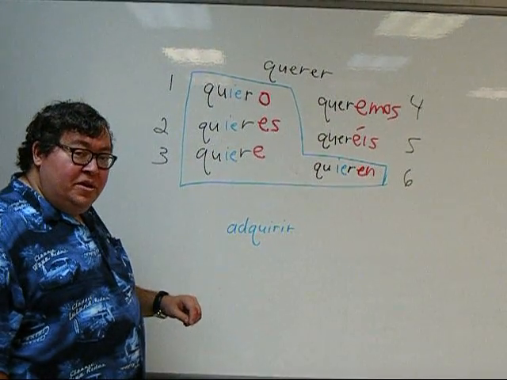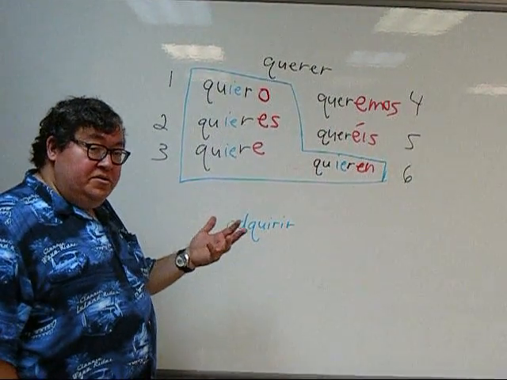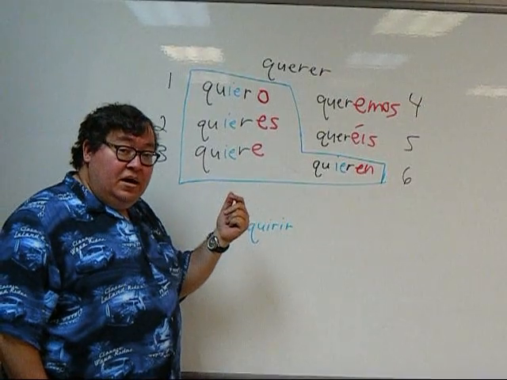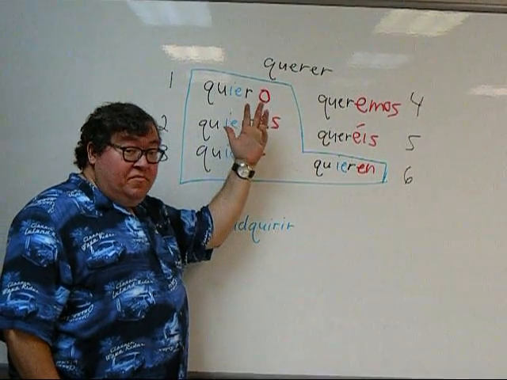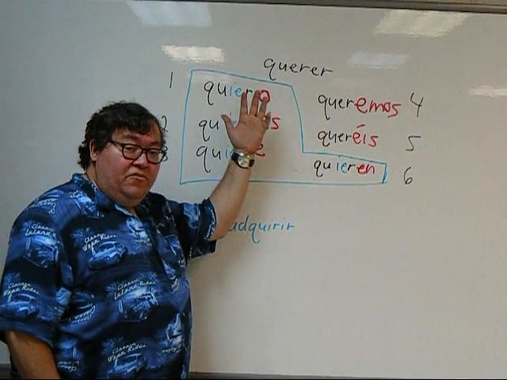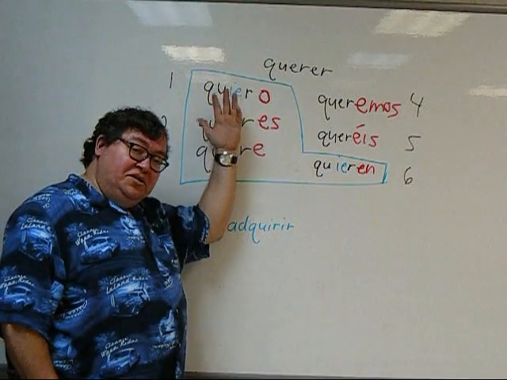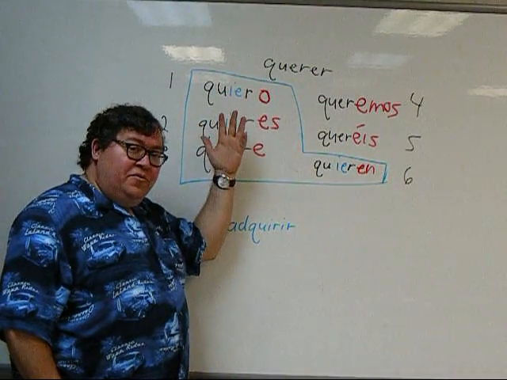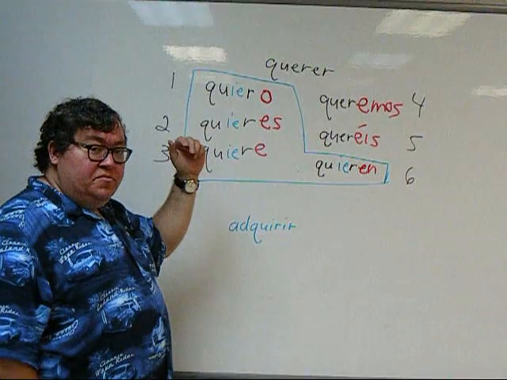Okay, today we're going to talk about stem change verbs. There are three kinds of these. There's E to IE, E to I, and O to UE. The first type, and it's the biggest group of them, are verbs that have an E in their stem, and that E changes to an IE. That's why they're called E to IE stem change verbs.